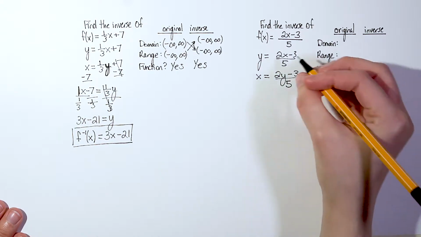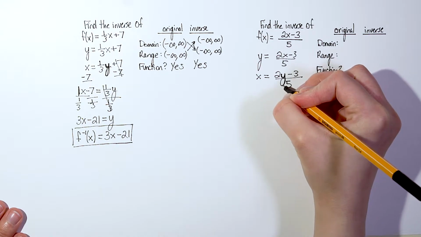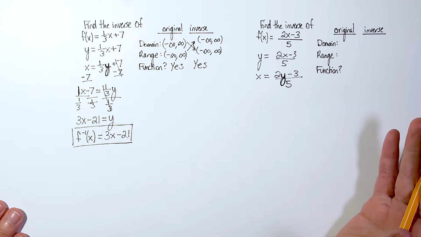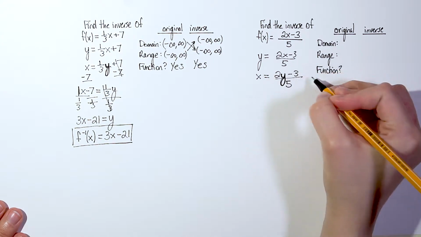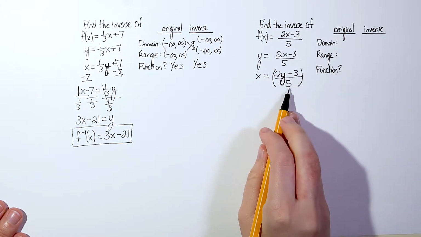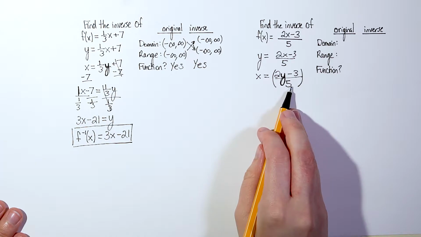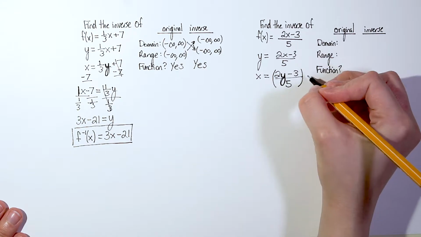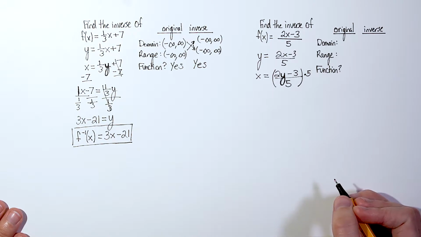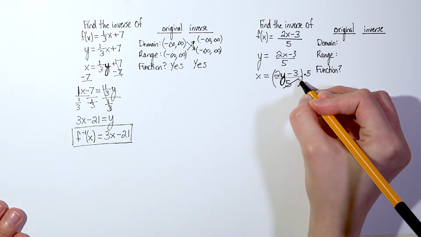Then we want to solve for y. I want to get y alone. Remember, we can get rid of a fraction by multiplying the whole thing by whatever's on the bottom. In this case, on the bottom is 5, so we times the whole thing by 5. And when we do that, it cancels out.